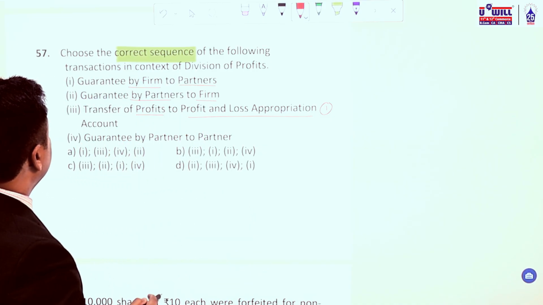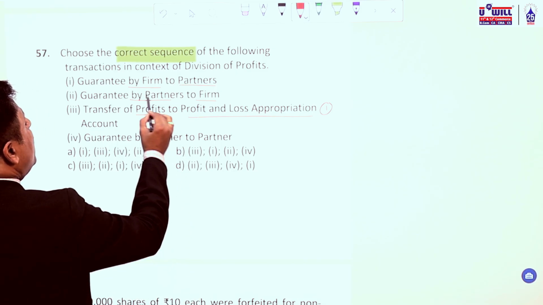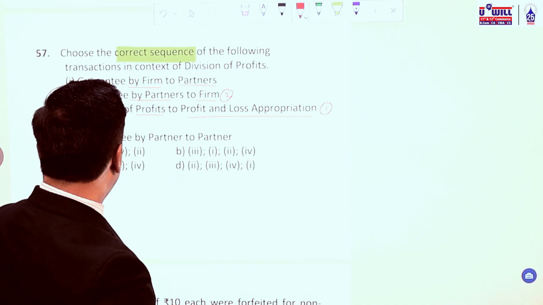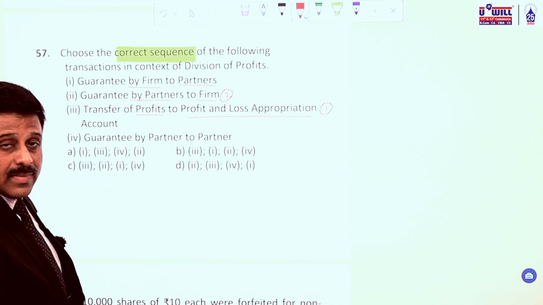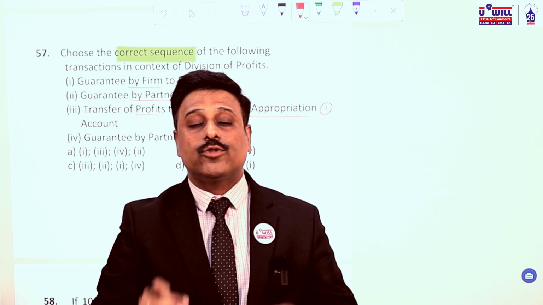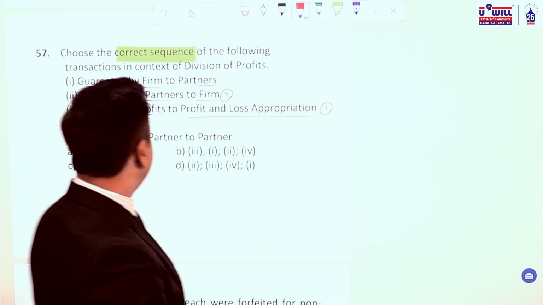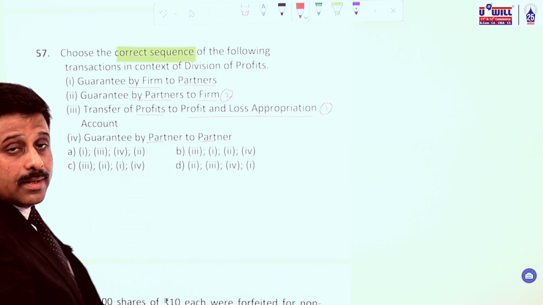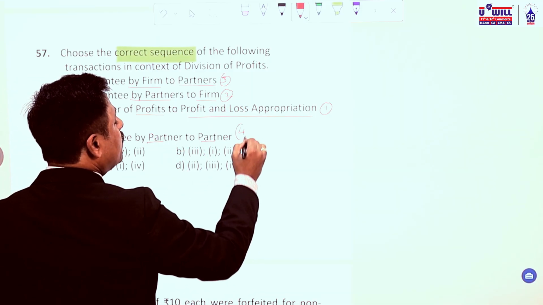Thereafter, after transferring the profits to P&L appropriation account, first, if any partner has given guarantee to the firm, that would be taken into consideration. First, if partner has given that he is going to guarantee minimum earnings of so and so amount to the firm, then that amount partner has to give to the firm. Okay. Then here we have guarantee by partner to another partner and here by firm to the partner. First, firm's guarantee to the partner will be fulfilled, then partner to partner will be fulfilled.